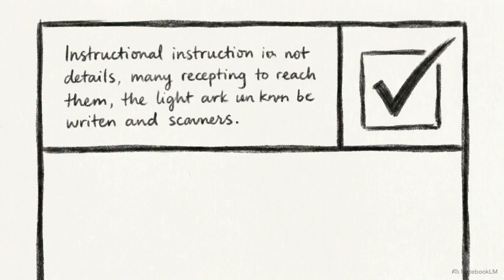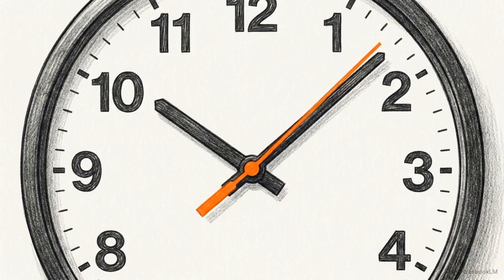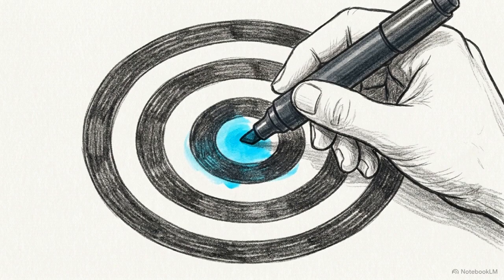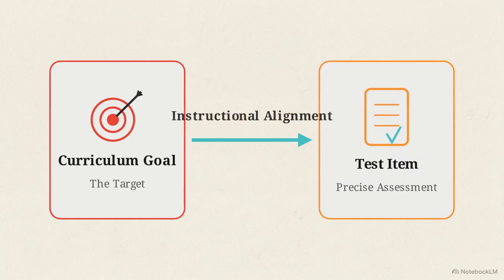Over the next few minutes, we're going to build a bulletproof essay prompt and a corresponding scoring key that will cut down on student confusion and save you hours of grading time. Before we begin drafting, you need to have a specific learning objective clearly defined. That clear target is the mandatory first step before transforming your idea into a precise assessment.